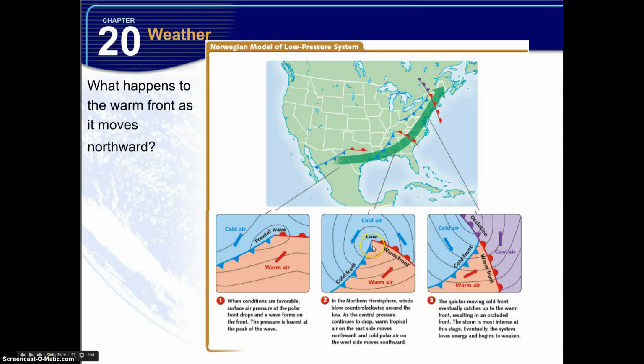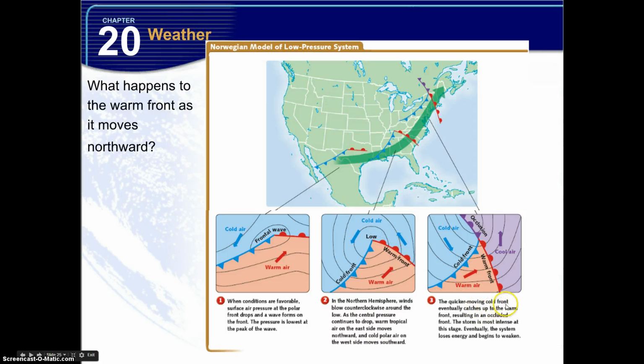So we have a low pressure system, and as the central pressure continues to drop, and remember, think pressure, if it's low pressure, that means the air is rising. Okay? So that warm air is being pushed up. Warm tropical air on the east side moves northward, and cold polar air on the west side moves southward. So you have that warm, moist air being pushed up north. What's going to happen? The temperature is going to drop.